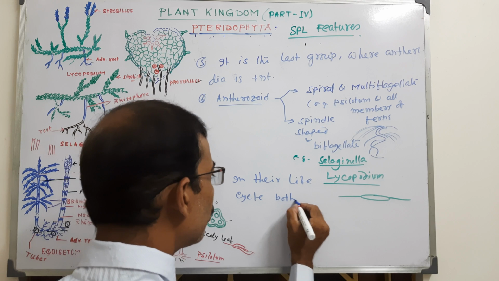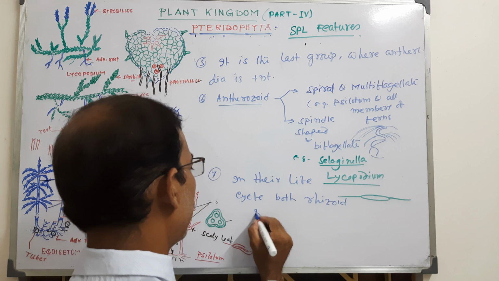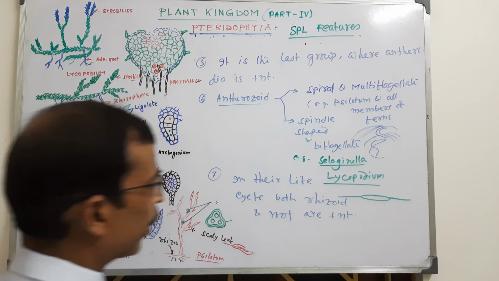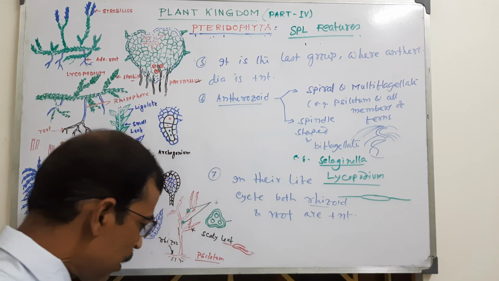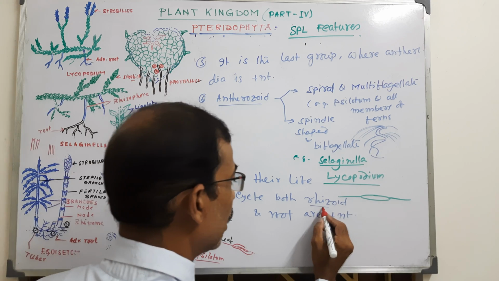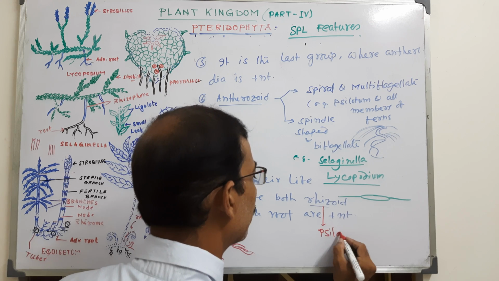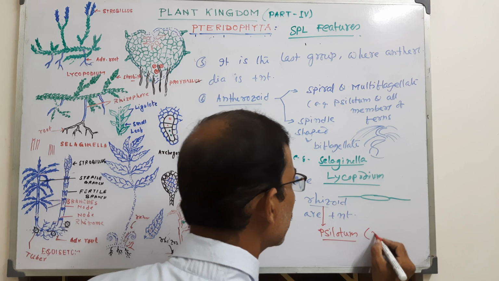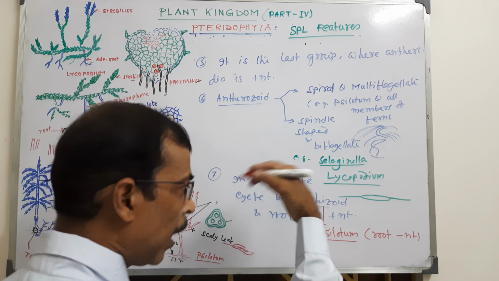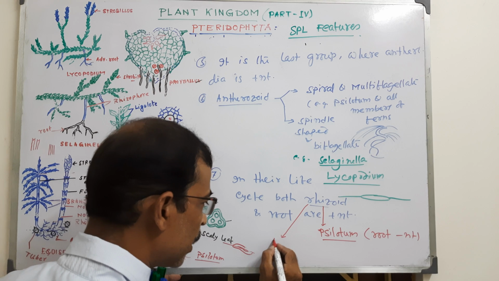Okay, next, about their life cycle, a very important point. In their life cycle both rhizoid and root are present. Look here, rhizoid is present in Xylotam, a primitive type, where root is absent and rhizoid is present.